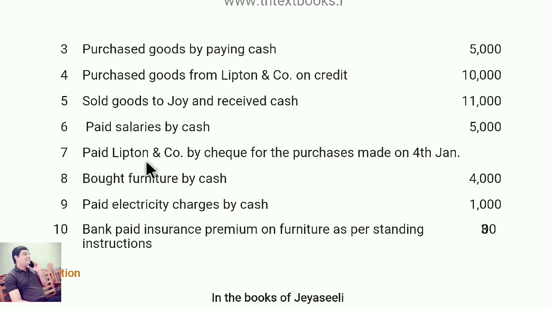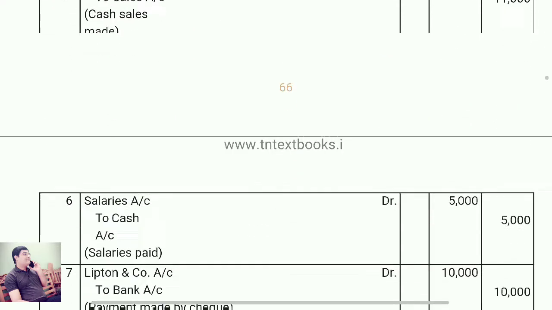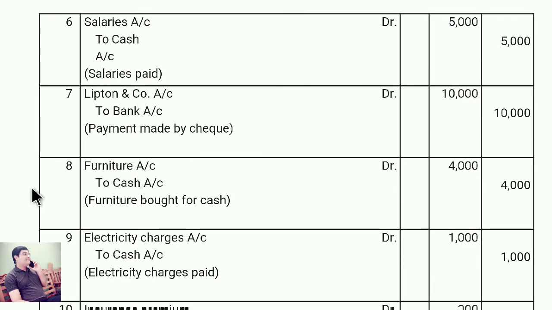Understand the concept. We paid means what? Money goes out. Now we didn't pay cash, we paid through check. So bank is credited. So automatically to whom did we pay? Lipton and Company. So Lipton and Company will be debited. Now see the answer. Lipton and Company is a personal account. So debit the receiver. So he is a receiver. So debited. Bank account is a personal account. Debit the receiver, credit the giver. From whom does the money go out? From the bank. So the bank is the giver. So it is credited. Next one.